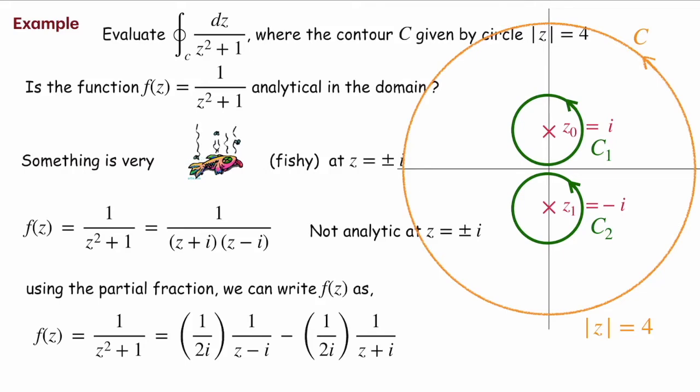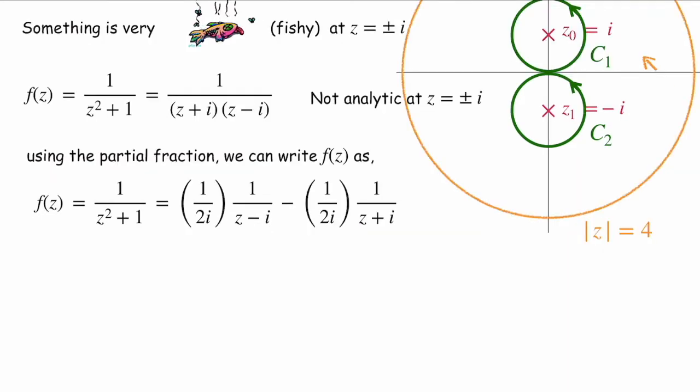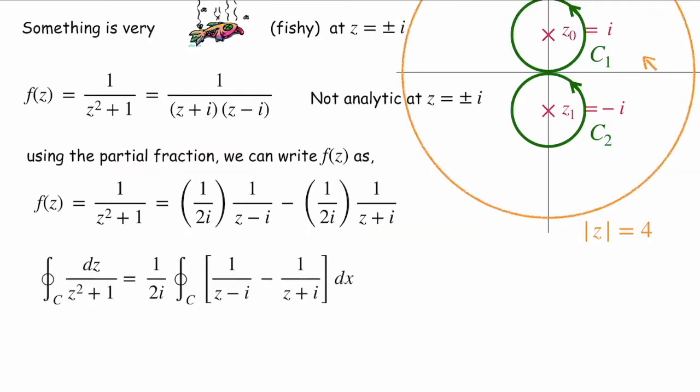In order to have them additive, we write it as a partial fractions in the following manner, and then integrate them. We have a contour integral dz by z square plus 1 over the contour given by mod z equal to 4, which can simply be written as 1 by 2i contour integral of 1 by z minus i minus 1 by z plus i dz. So this should be dz.